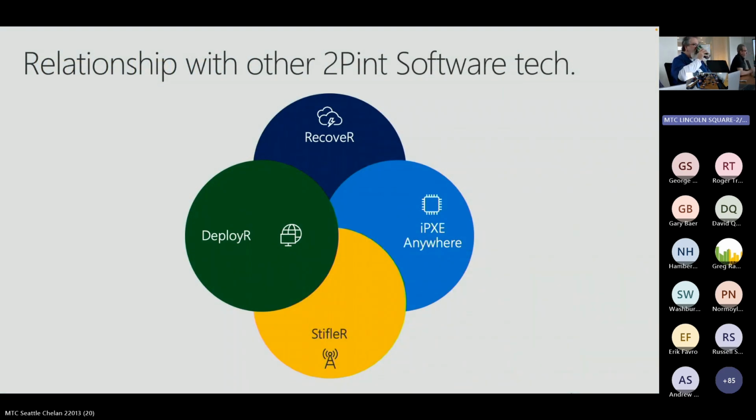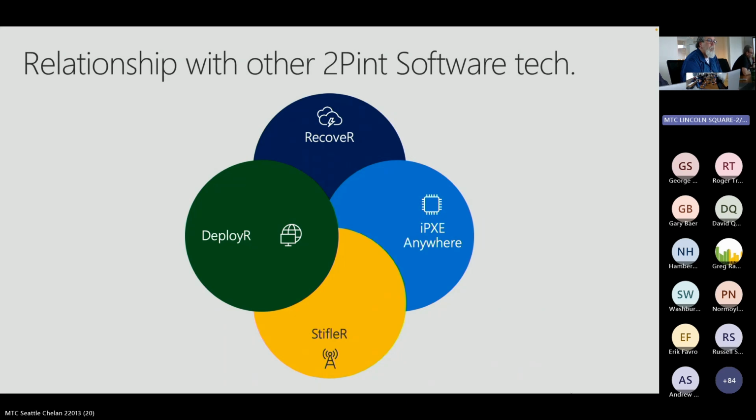If you look at the 2Pint software stack overall, there are a variety of components. The one that's been around the longest is iPXE Anywhere. That is a PXE solution that uses the iPXE open source software to easily bootstrap a device, but then it ties in some web services on the back end to let you customize the experience to display menus and to do authentication and other sorts of things. So we can see bits of that as we go through the demos.